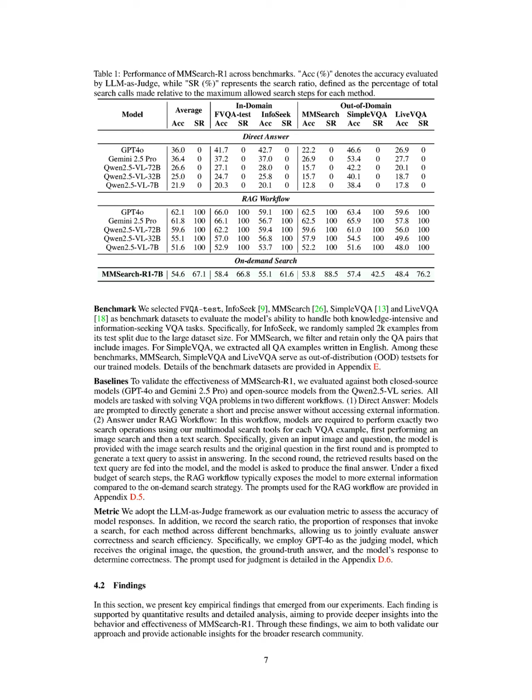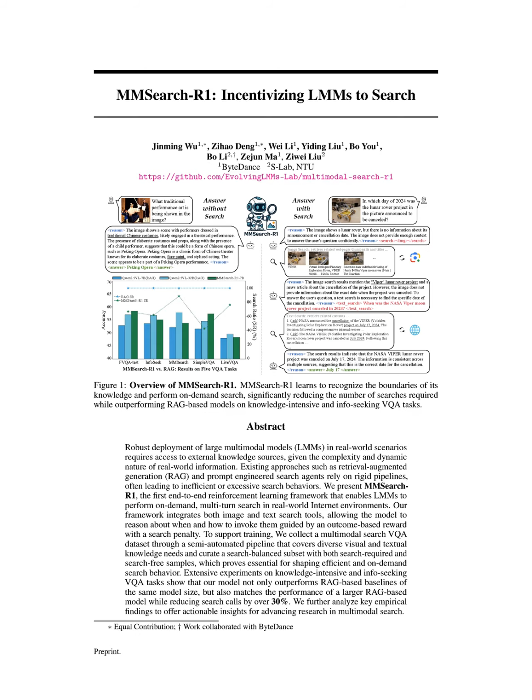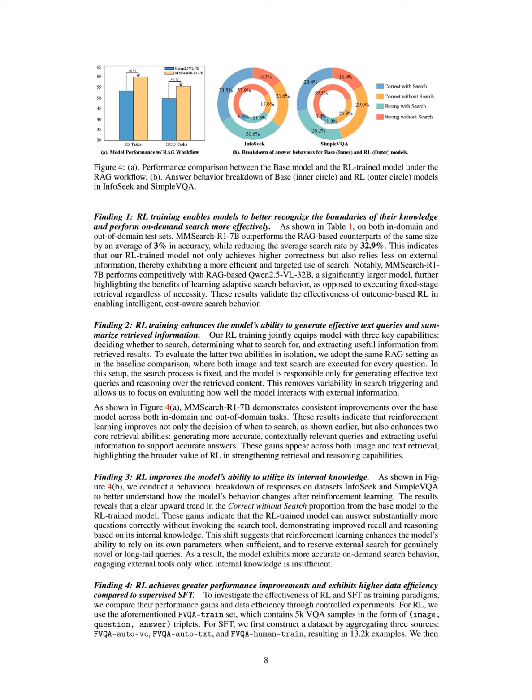Performance metrics included accuracy, the search ratio, the proportion of responses invoking a search, and comparisons against both closed-source models like GPT-4o and open-source models from the Qwen 2.5VL series. The results indicated that MMSearch-R1 7B outperformed RAG-based counterparts by an average of 3% in accuracy, while reducing the average search rate by 32.9%, demonstrating its effectiveness in on-demand search behavior.